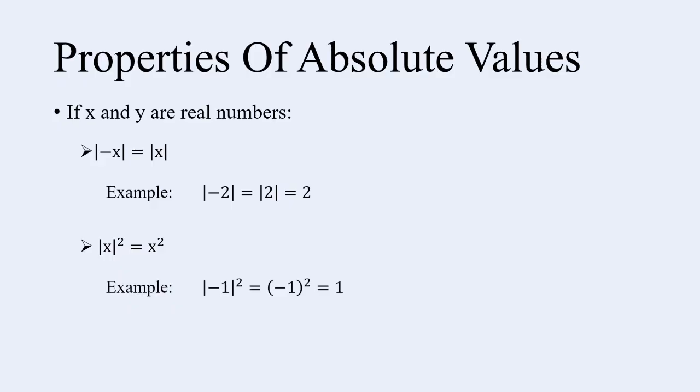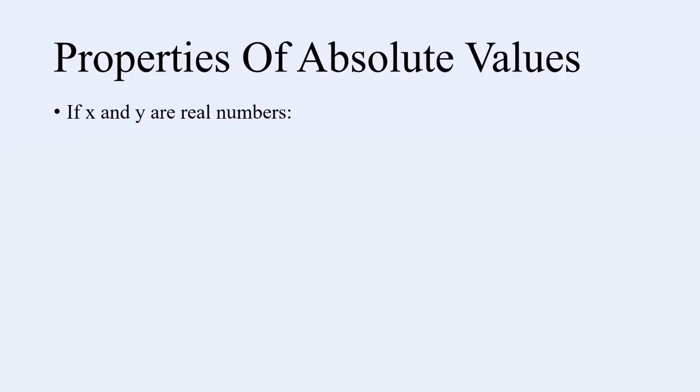For example, the square of the absolute value of -1 is equal to -1 squared, which is equal to 1. The square root of x squared is equal to the absolute value of x. For example, the square root of 4 squared is equal to the absolute value of 4, which is equal to 4. The absolute value of xy is equal to the absolute value of x times the absolute value of y.